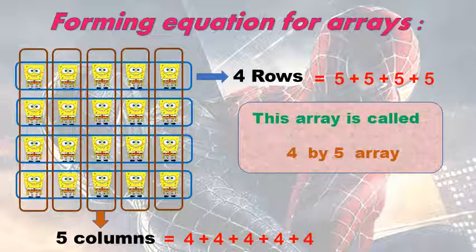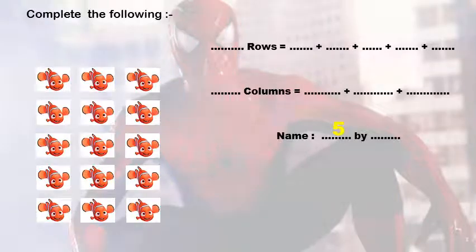Okay, this is how we write the equation. We are going to say what? It's a 4 by 5 array. It's a 4 by 5 array. Okay, let's see now another example.